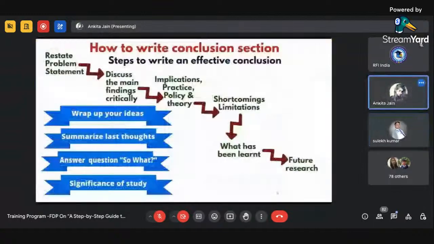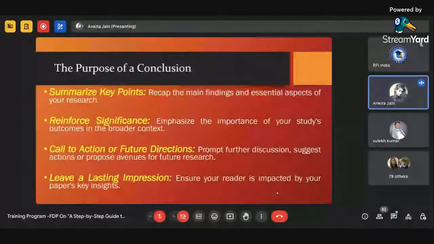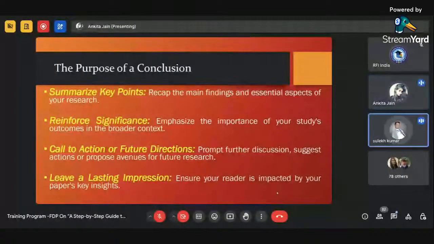The purpose of the conclusion. So ultimately, why write the conclusion? There are some points to be discussed. Number one, summarize the key points. It is about recapping the main findings. As I have told you, there are obviously chapters already written about the findings, methodology, everything. We are writing it separately. But in the conclusion, we should summarize the key points, which were the main or essential aspects of your research.